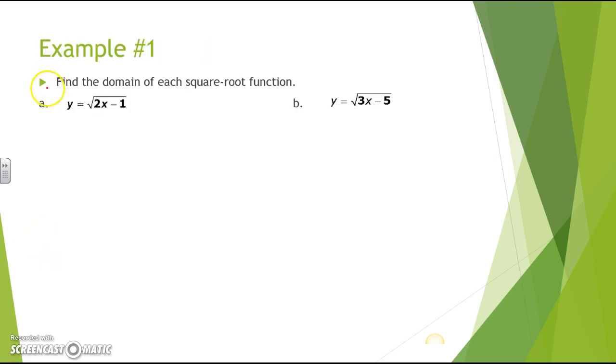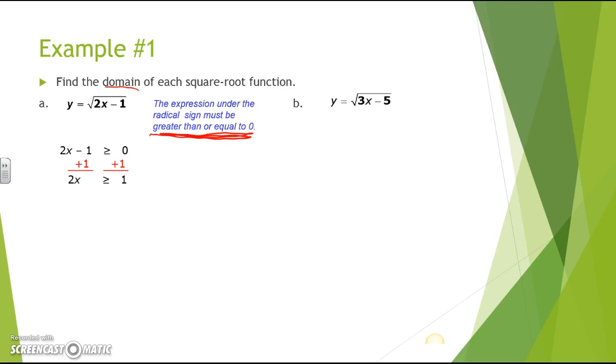So let's look at finding what they ask for, the domain of the square root functions. So here we have for a, y equals the square root of 2x minus 1. You're just looking at what's under the radical sign. So here we have 2x minus 1. The first thing we have to do is look at the expression under the radical sign, and it must be greater than or equal to 0. Why greater than or equal to 0? Because anything under a radical sign cannot be negative.